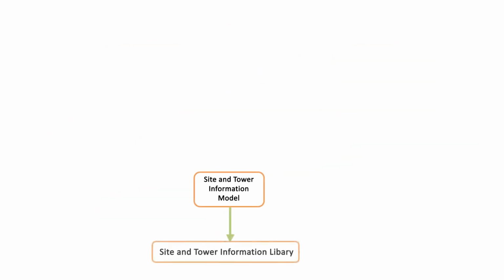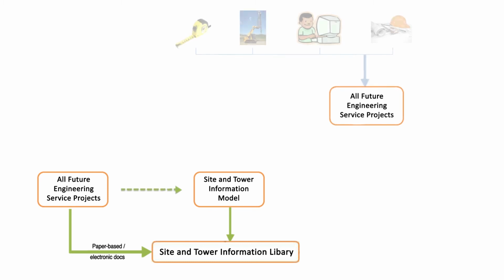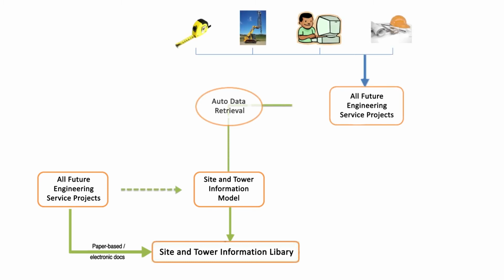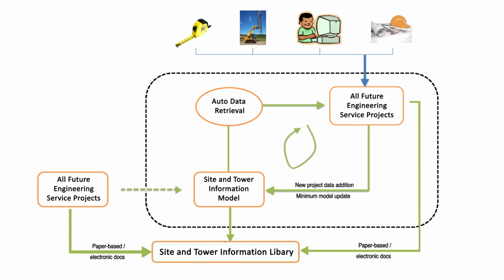The site and tower information model is initially created using the data from the documents saved in the site and tower information library. With the information model, for an engineering service project, any needed information can be automatically retrieved from the site and tower information model. Any new data will be added as updates to the information model through standardized portal interfaces. All future projects would follow the same standardized procedure of auto data retrieval and site tower information model updating.